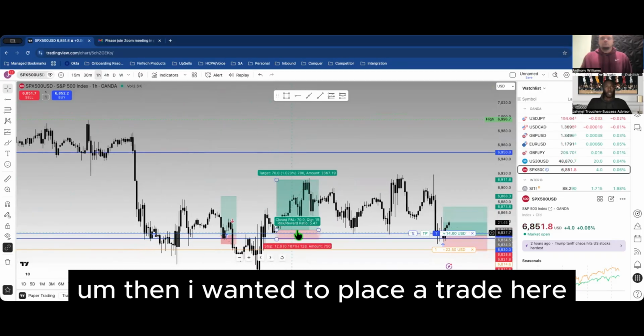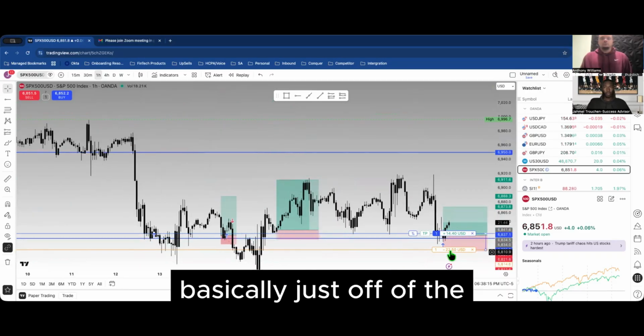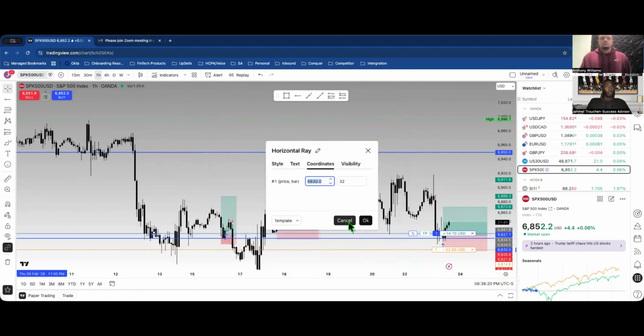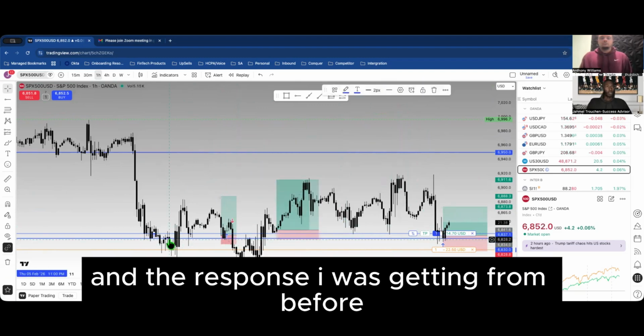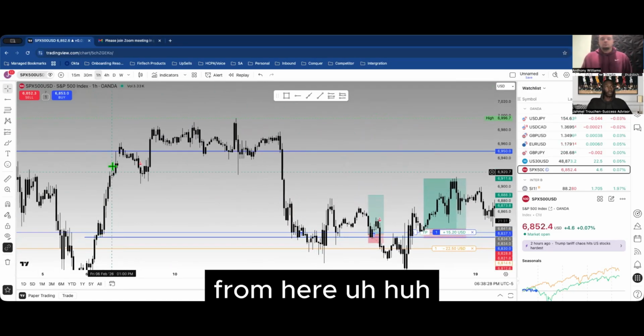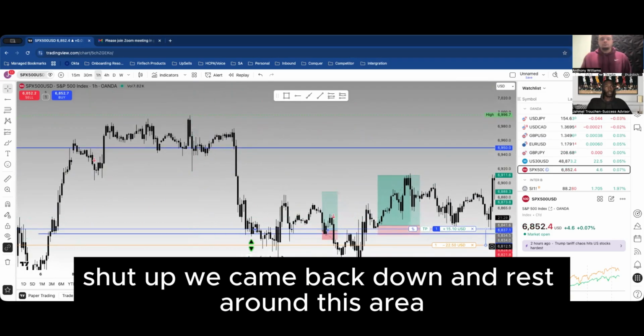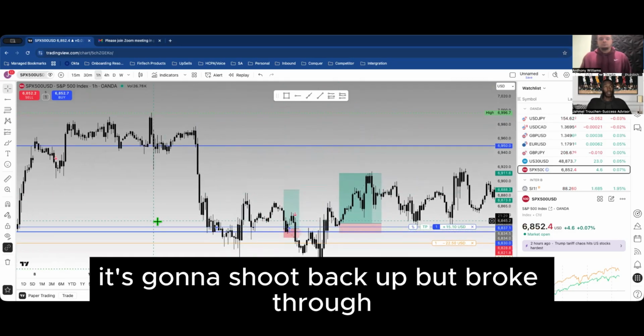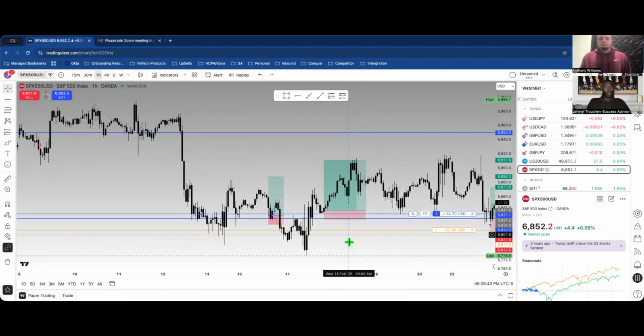Then I wanted to place a trade here, basically just off of the whole number as you see here, and the response I was getting from before. So like from here, it shot up, but came back down and it rests around this area. But when I got in here thinking that okay, it's gonna shoot back up, it broke through and stopped me out.